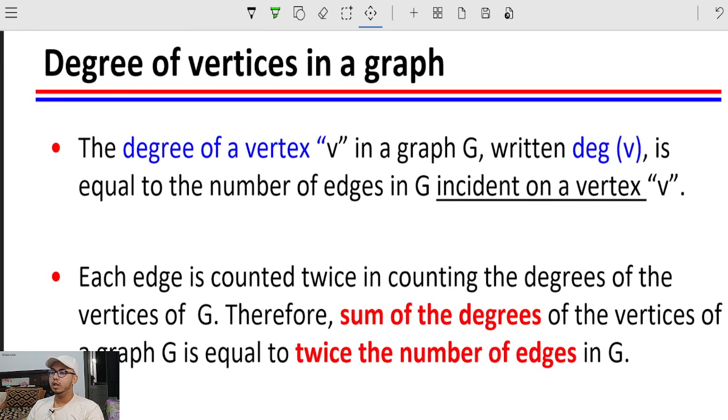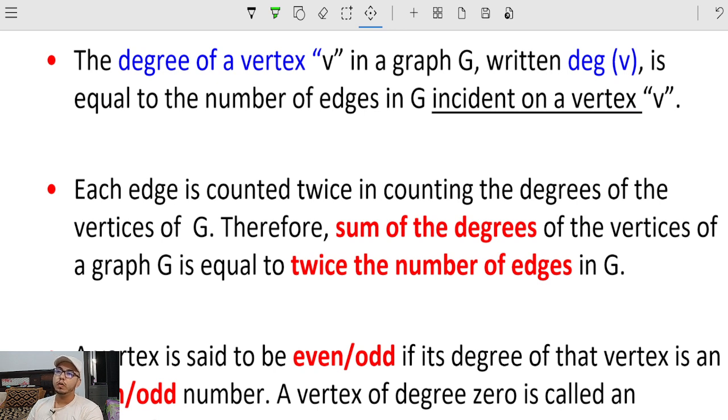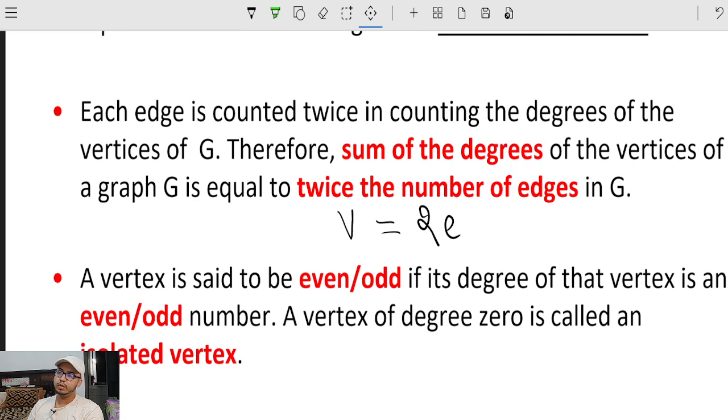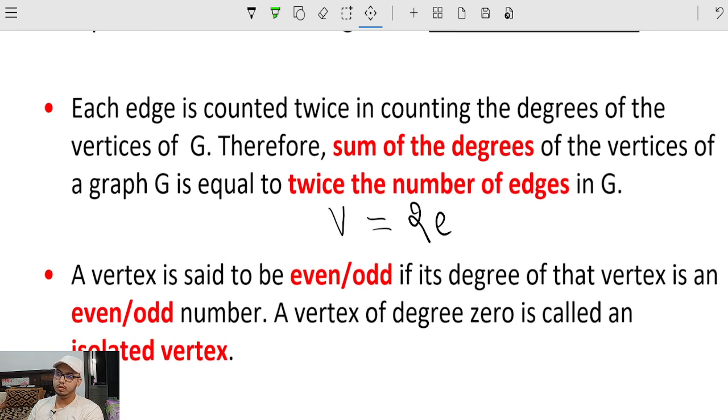Now the definition of degree of a vertex in a graph. The degree of vertex V in a graph G, written d(V), is the number of edges in G incident on the vertex V, and each edge is counted twice in counting the degrees of the vertices of G. Therefore, the sum of the degrees of the vertices of the graph equals twice the number of edges in G. A vertex is said to be even or odd if its degree is even or odd. A vertex of degree 0 is called an isolated vertex.